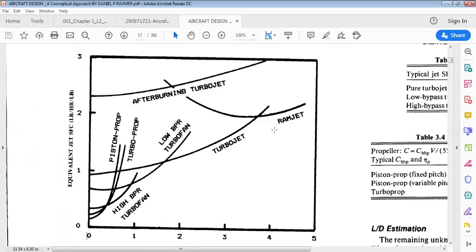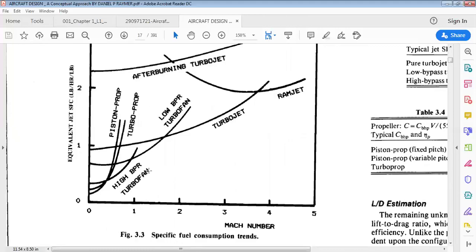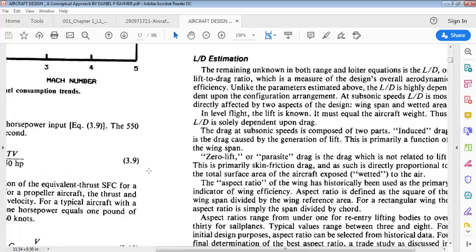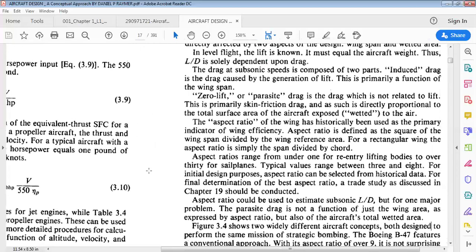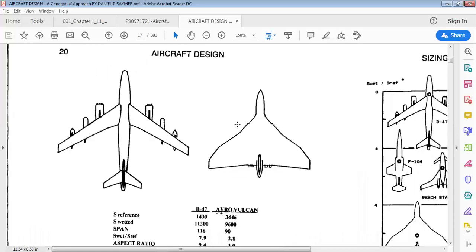And turbojet and ramjet, afterburning, these all have a specific fuel consumption. You can see that according to that we are going to take. Okay. And also we can see the propeller efficiency. When I speak about a propeller, we are speaking about propeller efficiency, that is called eta p, which is equal to TV by 550 HP. This is called propeller efficiency. And also C is called W of fuel by time by thrust. So we'll discuss all these things in detail, just to understand the terminologies at present.